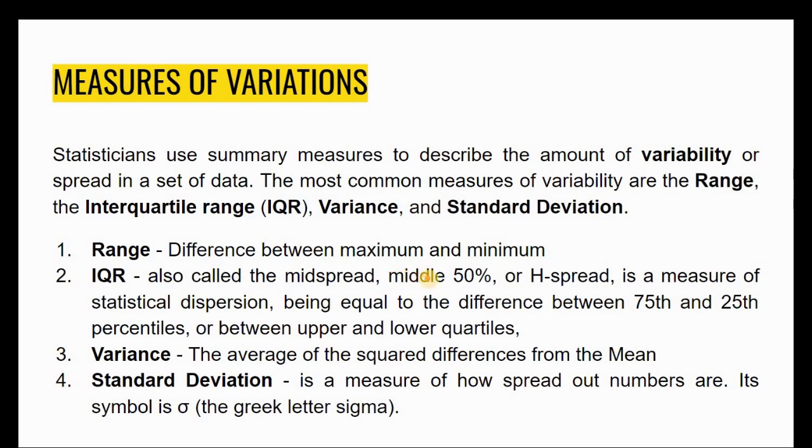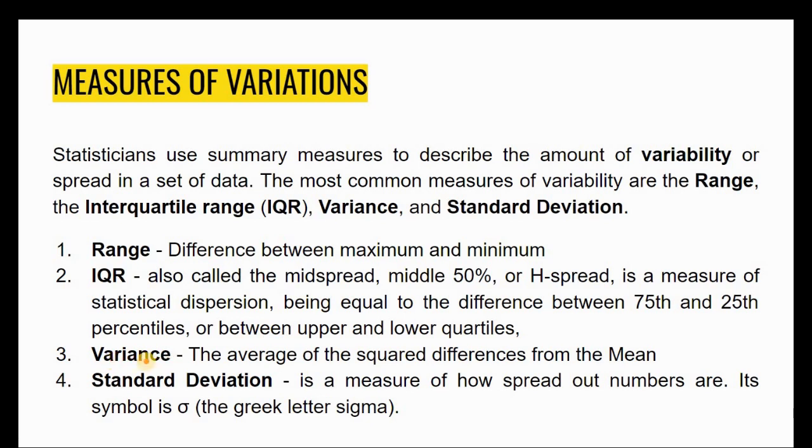It is the mid-spread, the middle 50 or H spread, a measure of statistical dispersion being equal to the difference between 75th and 25th percentiles. Kasi if you would imagine one set of data divided into 4, so you have quartiles, right? So ito daw ay ang difference between the 75th, yung third quartile, and 25th, the first quartile. Okay, or upper and lower quartiles.